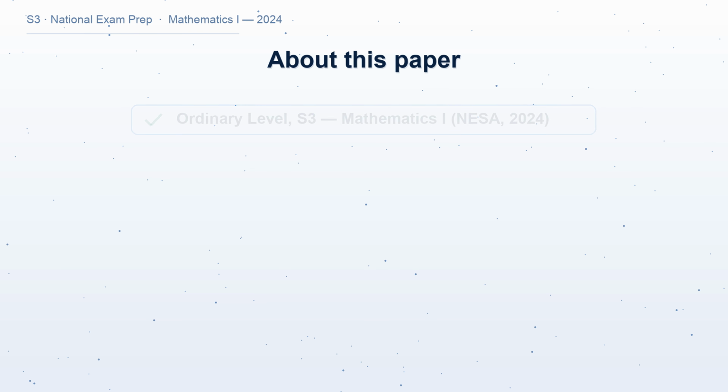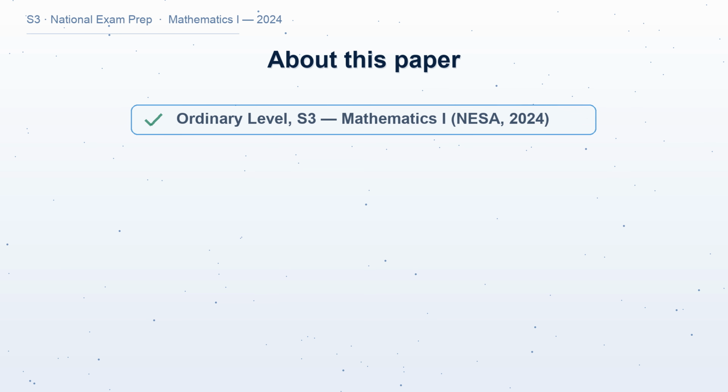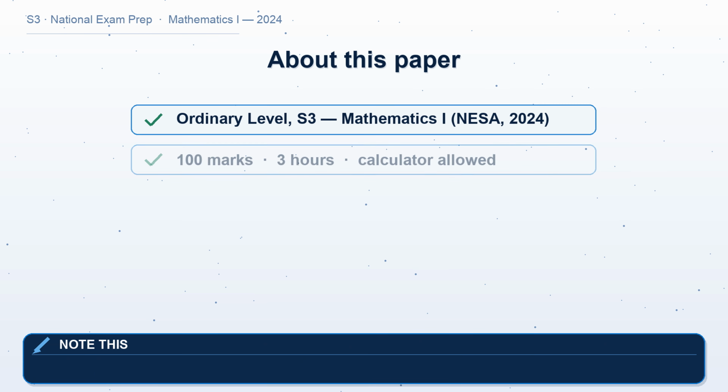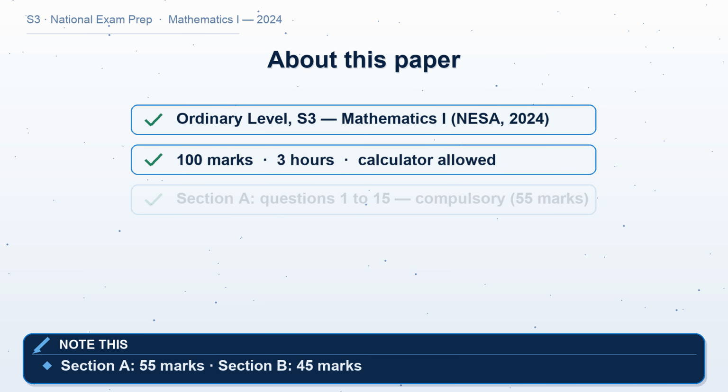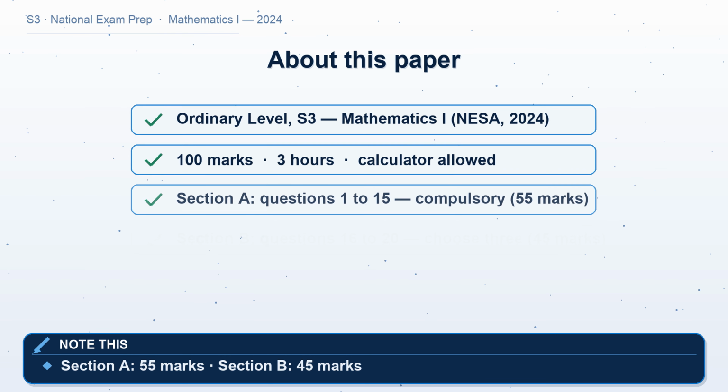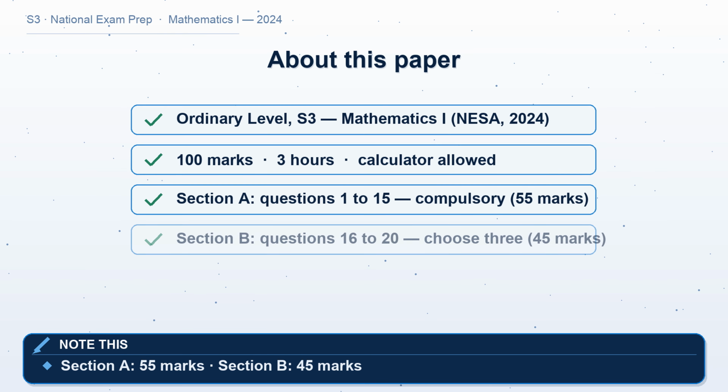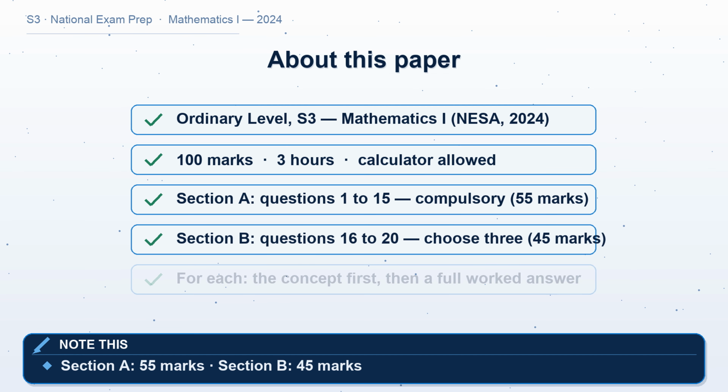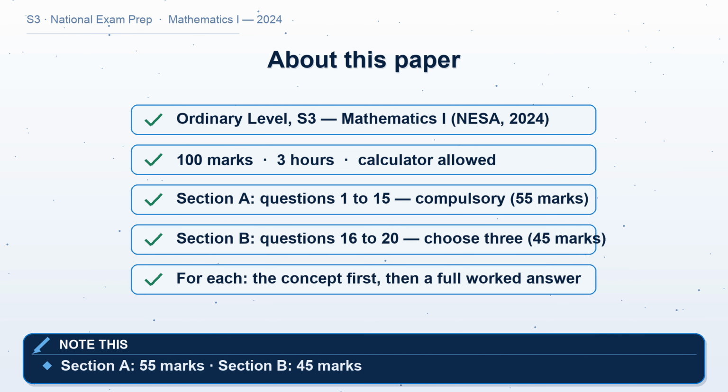First, how the paper is built. It carries 100 marks over 3 hours, and a calculator is allowed. Section A is questions 1 to 15, and every one is compulsory, worth 55 marks. Section B is questions 16 to 20, and you choose any 3, worth 45 marks. We'll cover them all. Remember, marks are given for clear working, not just the final answer.